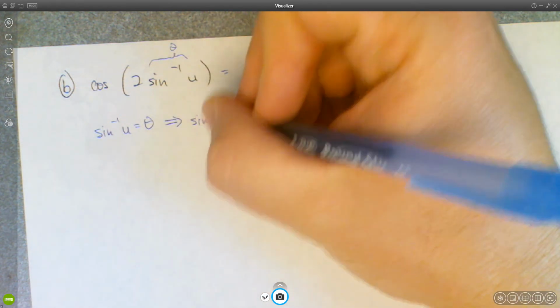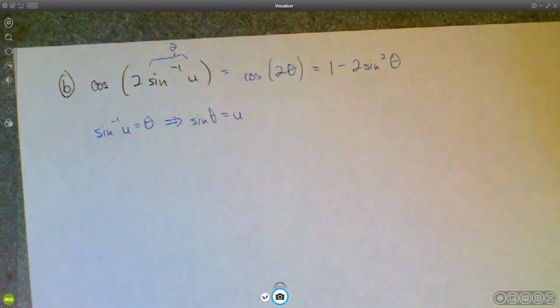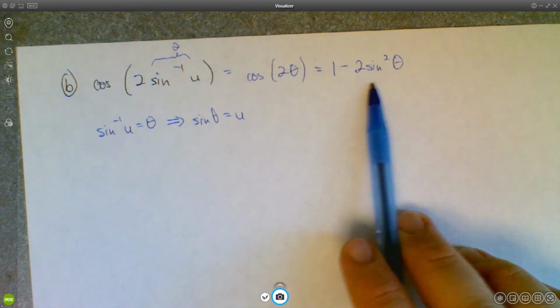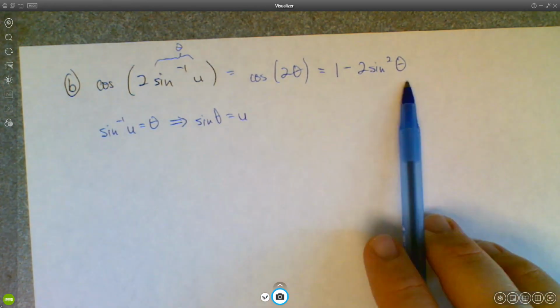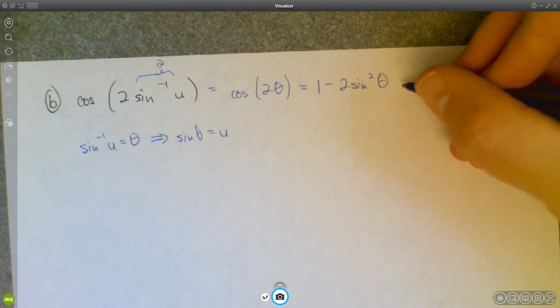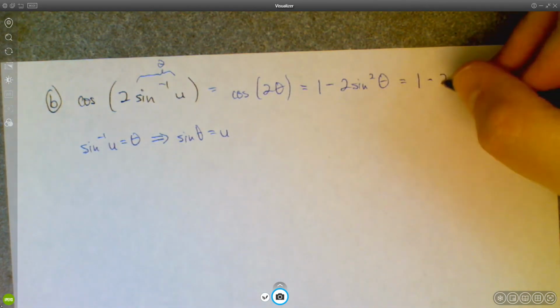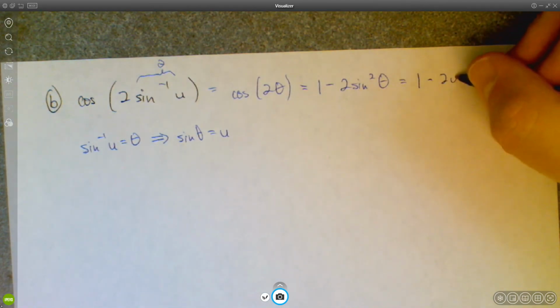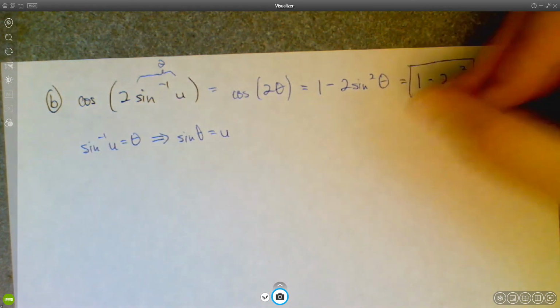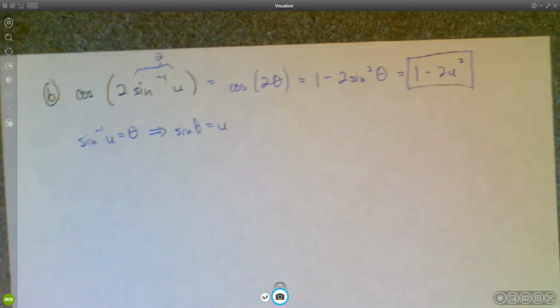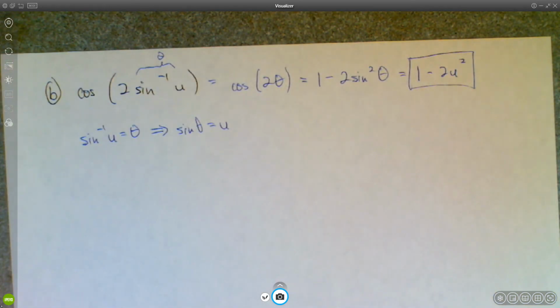And the nice thing about this is that if sine inverse of u equals theta, then sine theta equals u. So you can replace sine theta here with just u, right? So this is just 1 minus 2 u squared, and that's it. So that's kind of nice. Anyway, that's all I have for 6.1. Starting in the next section, we'll start solving some trig equations.